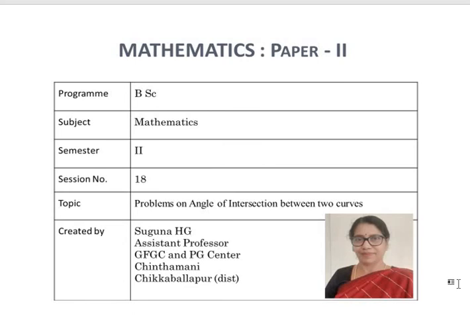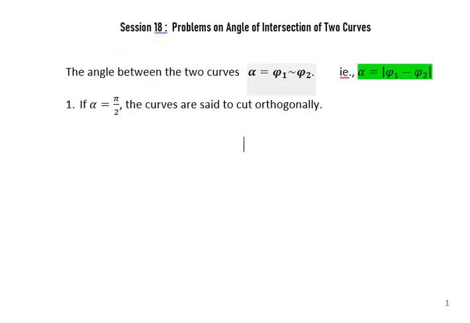In this video, I am presenting you BSc Mathematics Paper 2, Session 18, Problems on Angle of Intersection between two curves. By using alpha is equal to the difference between phi 1 and phi 2, that is denoted as alpha is equal to modulus of phi 1 minus phi 2.